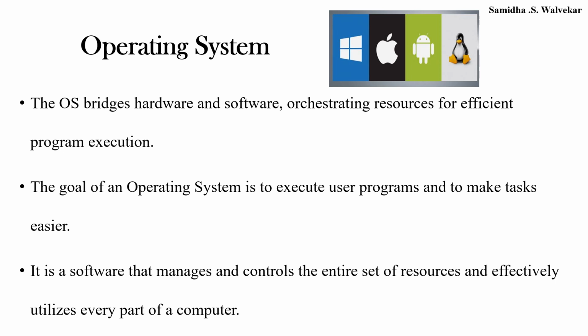For example, in case of a printer connected to a computer, operating system makes the communication easier between the word application software and the printer, that is the hardware. So, objective of the operating system is to make the tasks easier. It is a software that manages and controls the entire set of resources and effectively utilizes every part of computer. It ensures systematic usage of the resources like CPU, memory, storage, and input-output devices. Means it utilizes every part of computer.